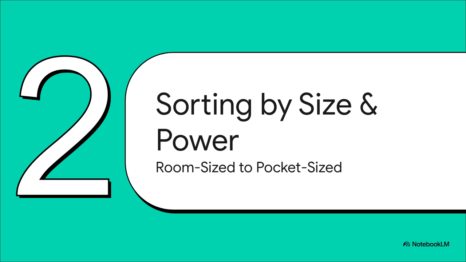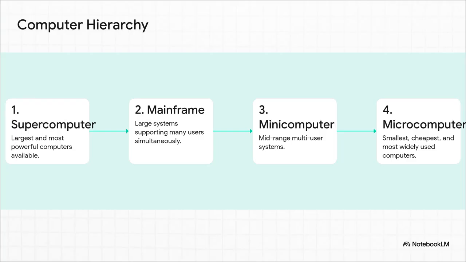All right, let's switch gears. Now we're going to look at our second classification method, which is all about physical size, the cost, and just raw processing power. We're about to go on a little journey from the absolute titans of the computing world all the way down to the machines that we carry in our pockets. Now, this hierarchy isn't just about size for the sake of size. It really tells a story of specialization. We're going to start at the very top with supercomputers, which are designed for these singular, massive tasks, and then work our way down the chain to the super versatile microcomputers that have basically become an extension of us.